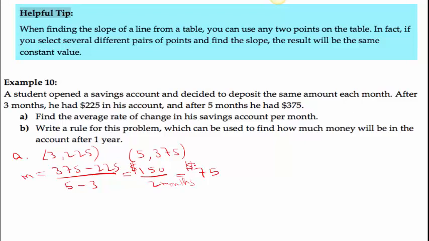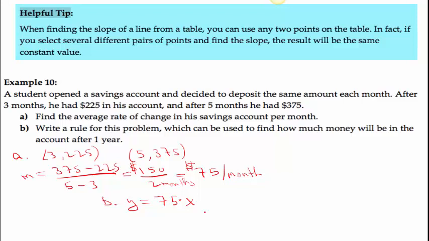So this was really $75 per month. So in other words, this student is adding $75 per month to the account. So in this case, the equation, right? Remember, our equation is always going to be Y equals, well, it's $75 per month. Well, that means you're just going to multiply 75 times the number of months. So the equation is just Y equals 75x.